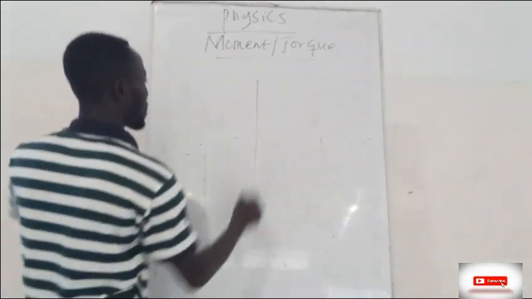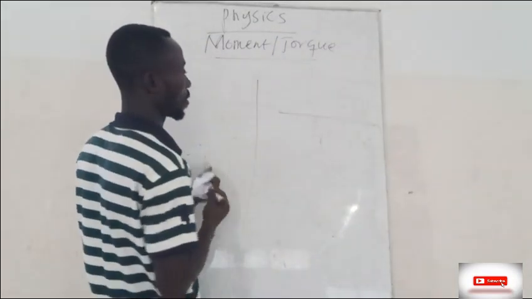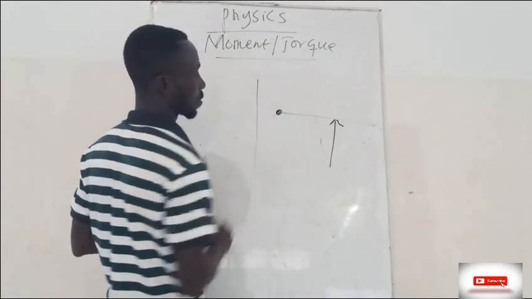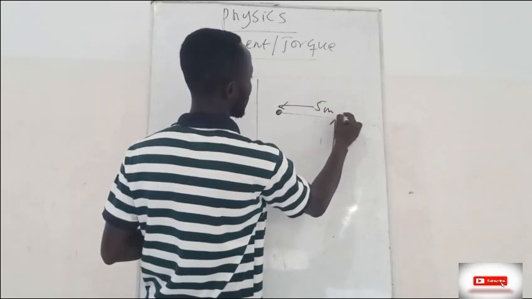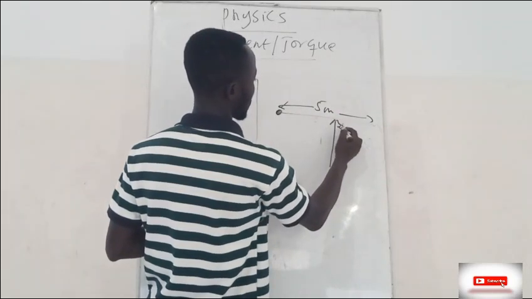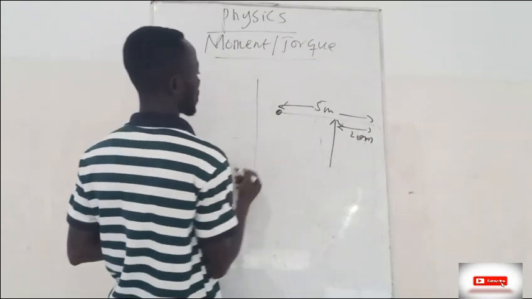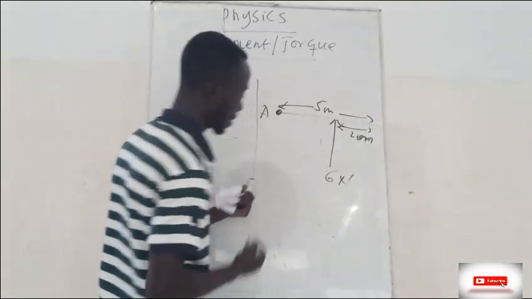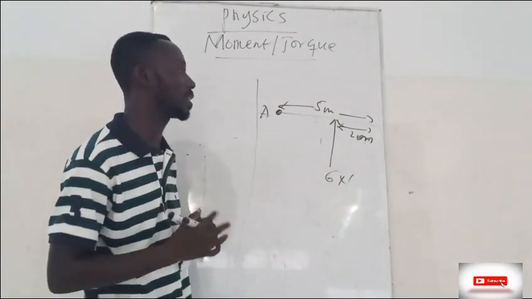Let's say this time around, you have your force being applied here. The axis of rotation is here. And the whole of this is, let's say, 5 meters. And from this end to this end is, let's say, 2 meters. And the force that you apply is, let's say, 6 Newton. And you have been asked to calculate the moment about the point A.